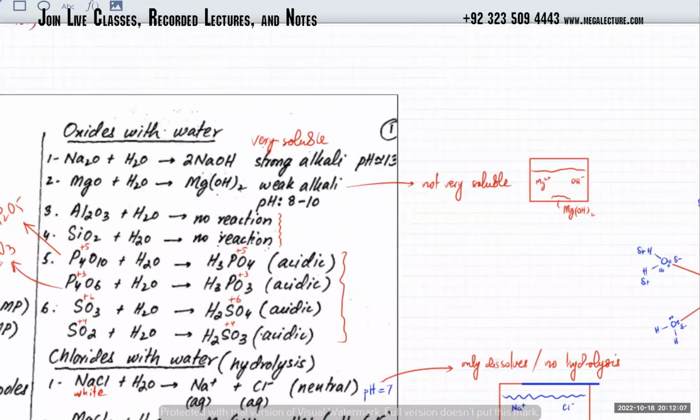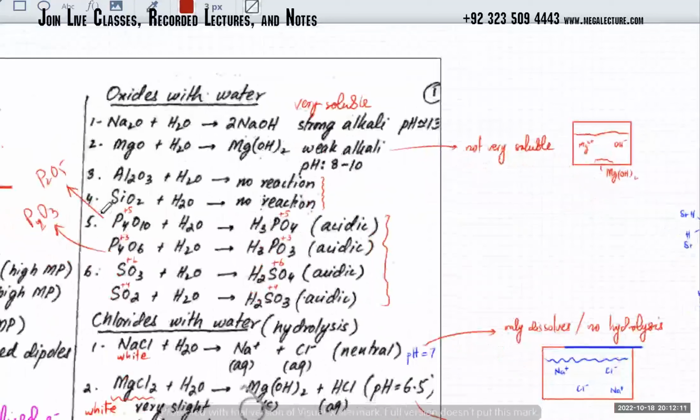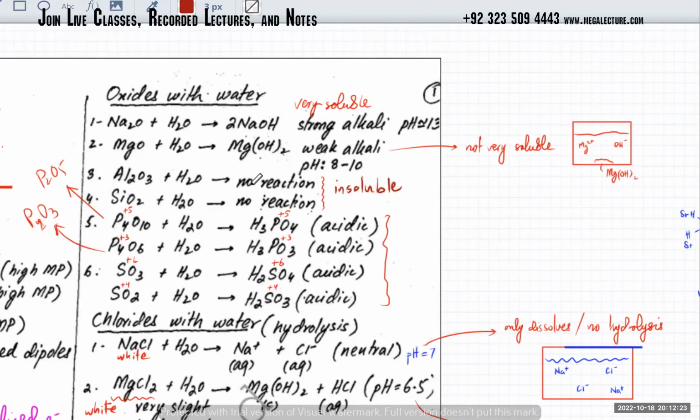Then you've got aluminium oxide. And aluminium oxide has absolutely no reaction with water. It's completely insoluble. Doesn't do anything. So this one over here is completely insoluble. Then you've got phosphorus oxides.